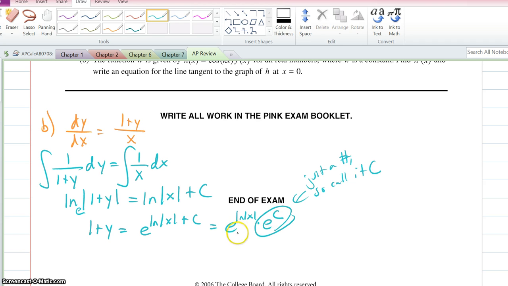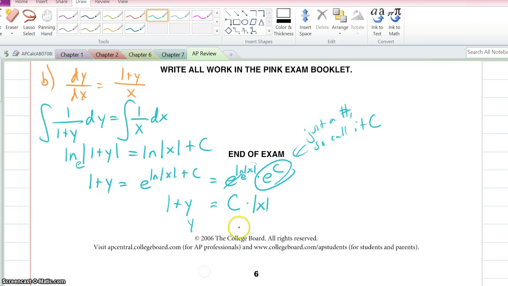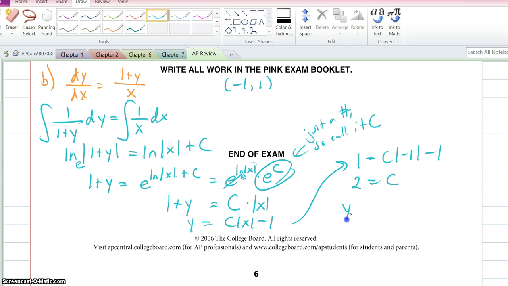And you can actually go a step further with this. This right here, we have the same base for this log and this exponent, so essentially these cancel and you're left with absolute value of x, and then we have times c, and then over here we still have the y plus 1. Solve for y, just subtract the 1 over. And now we can plug in our point to solve for c. Okay, so let's plug in our point. Remember, it was -1, 1, so plug that in. We get 1 is equal to c times the absolute value of -1 minus 1. So add the 1 over, we get 2 is just c. Plug that in, we get y equals 2 absolute value of x minus 1.